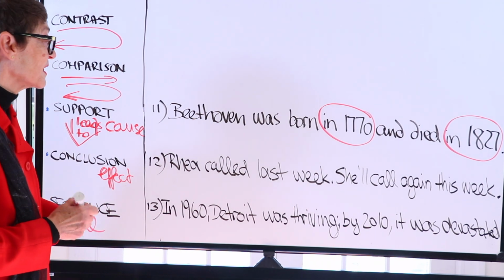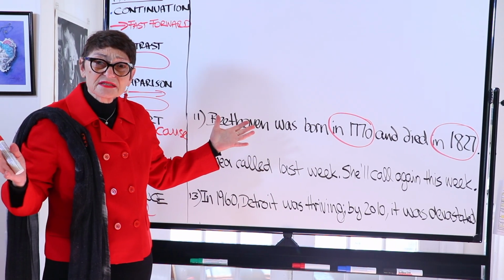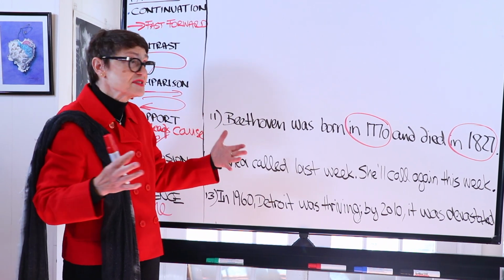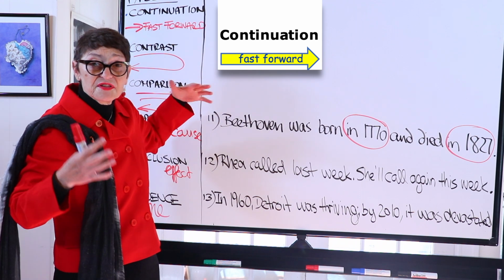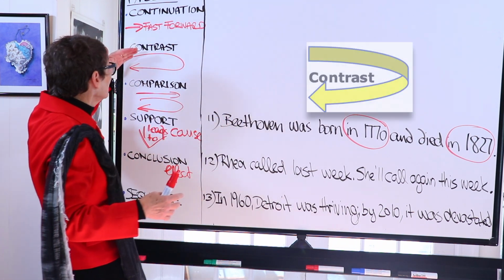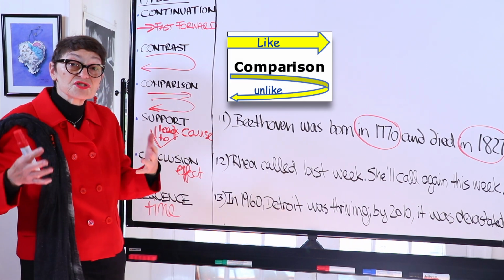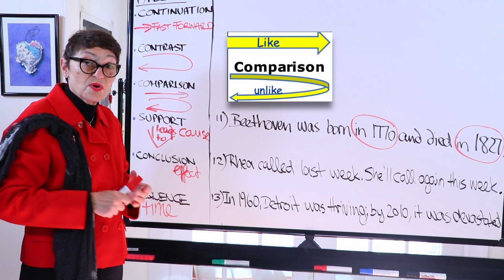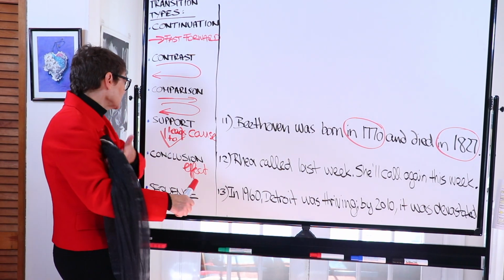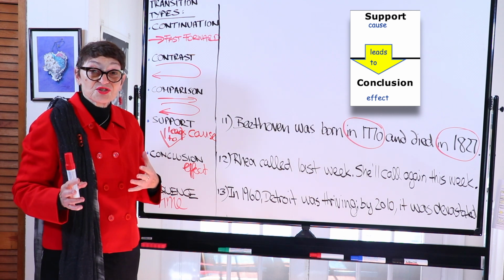So here, do we have an emphasis? We talked about having emphasis. We talked about continuation, being a fast forward. The emphasis cannot change. We talked about contrast where the emphasis must change. We talked about comparison transitions that either it stays the same or it changes depending on what kind of transition you have. We talked about support that has to have the same emphasis as the conclusion.